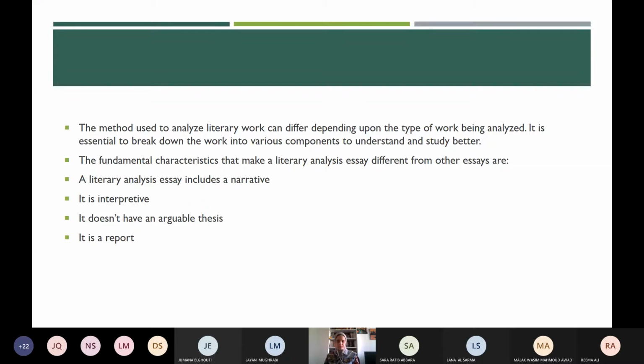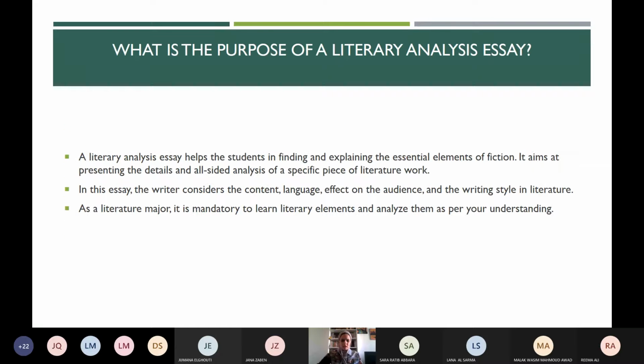Jana, read. The method used to analyze literary work can differ depending upon the type of work being analyzed. It is essential to break down the work into various components to understand and study better. The fundamental characteristics that make a literary analysis essay different from other essays are... It is the same as what we read. No, let's skip this because I repeated the same sentences.